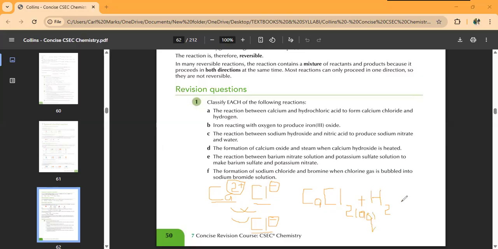And gases we know we represent as G. Gaseous state. All right, please send me back a pic with all your corrections when you make them, so I ensure that you have the correct thing there.